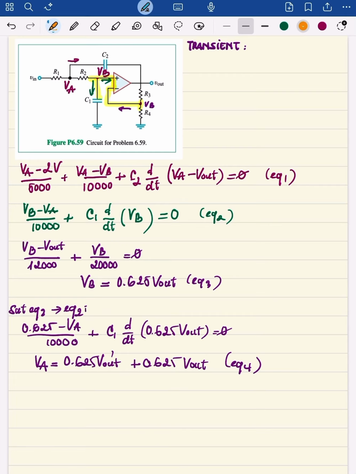Anyone have a question? Now I'm going to substitute equation 4 into equation 2 and equation 3 into equation 1 to get a new equation. You substitute VA here, here, and here, and also substitute VB equal to 0.625 V out. Let's see what we're going to get. After I reduce everything, I'm going to get 1.25 times 10 to the negative 4 V out double prime. Should I do that, or should I just work out everything? It's going to be a long thing, but maybe just do it because it's fun anyway.